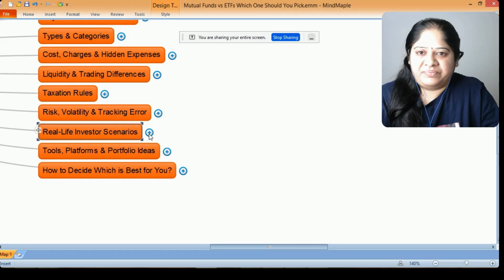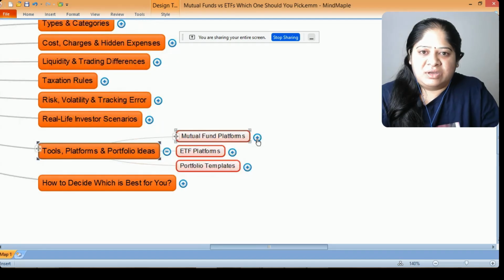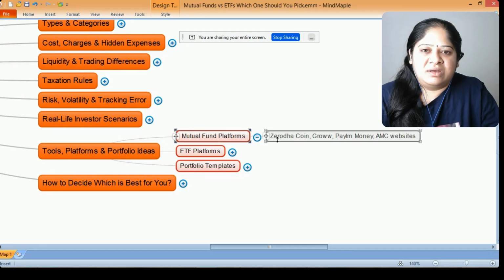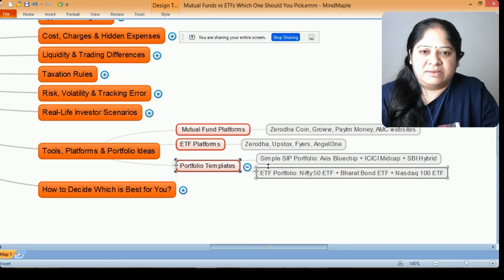Tools, platforms, and portfolio ideas. Mutual fund platforms: Zerodha Coin, Groww, Paytm Money, AMC websites. ETF platforms: Zerodha, Upstox, Fyers, Angel One. Portfolio templates: a simple SIP portfolio with Axis Blue Chip, ICICI Mid Cap plus SBI Hybrid. ETF portfolio: Nifty 50 ETF, Bharat Bond ETF, Nasdaq 100 ETF.